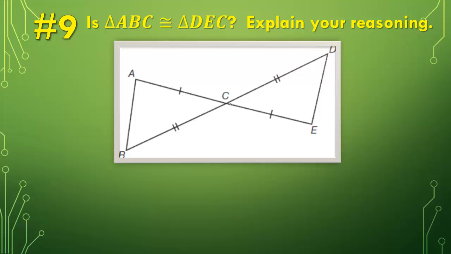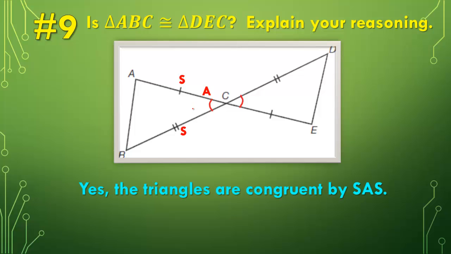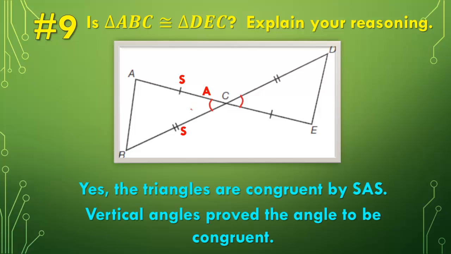All right, do we know that triangle ABC is congruent to triangle DEC? We've got two sides. We've got our vertical angles. Side, angle, side. The angle is included between the sides, so yes, the triangles are congruent by side, angle, side. Again, vertical angles prove the angle to be congruent.